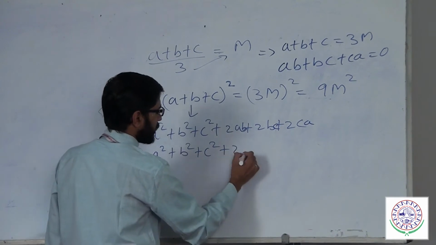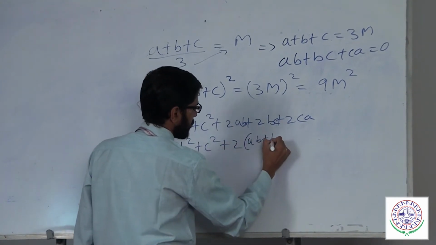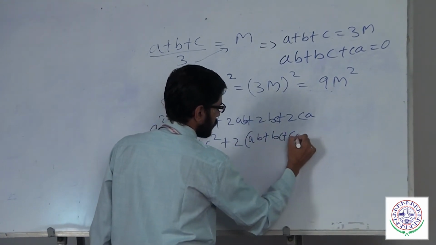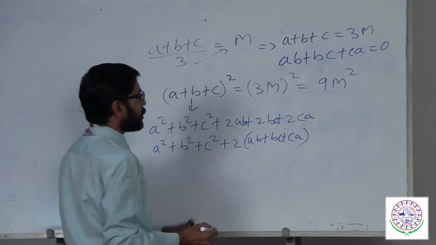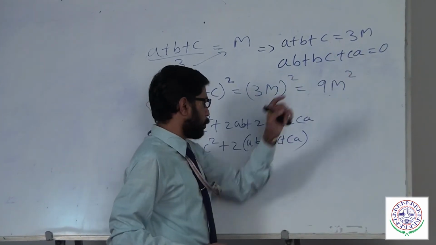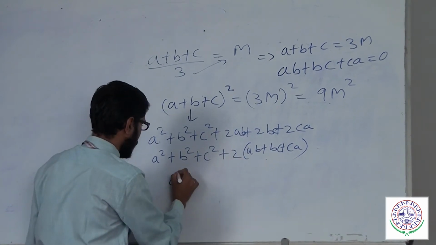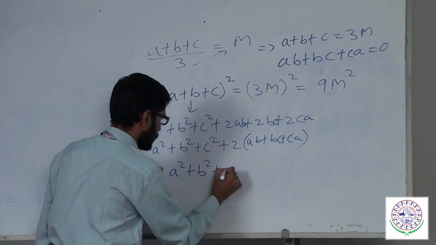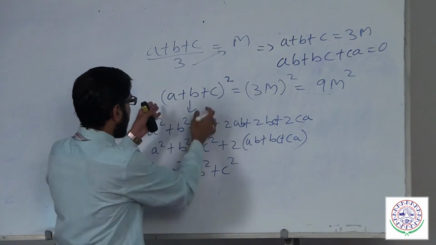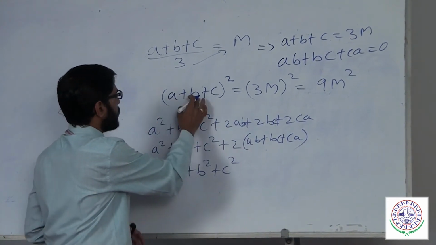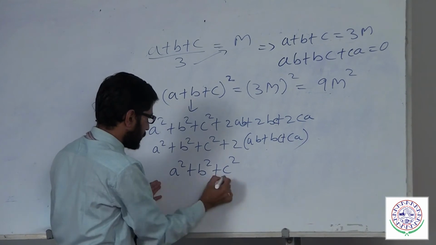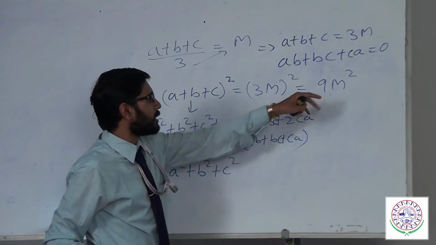So if you take 2 as common, it will be AB plus BC plus CA. And we know that AB plus BC plus CA is equal to 0. So if you take 0 here, 2 into 0 will be 0. So this will be only A square plus B square plus C square. So I have expanded this LHS, (a plus b plus c) the whole square, and arrived at this. And this is equal to 9m square.